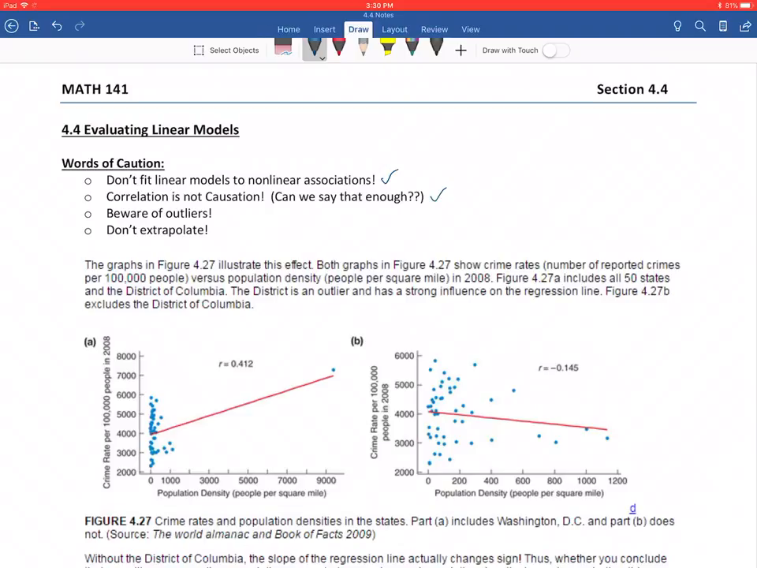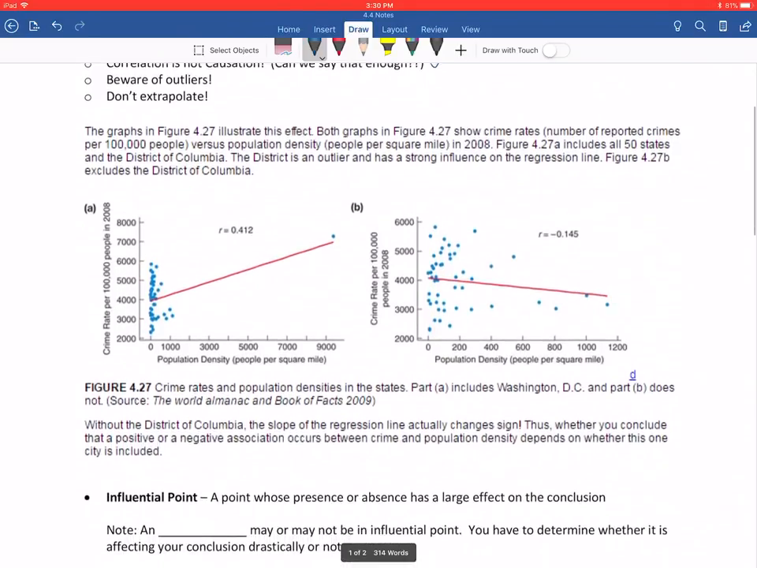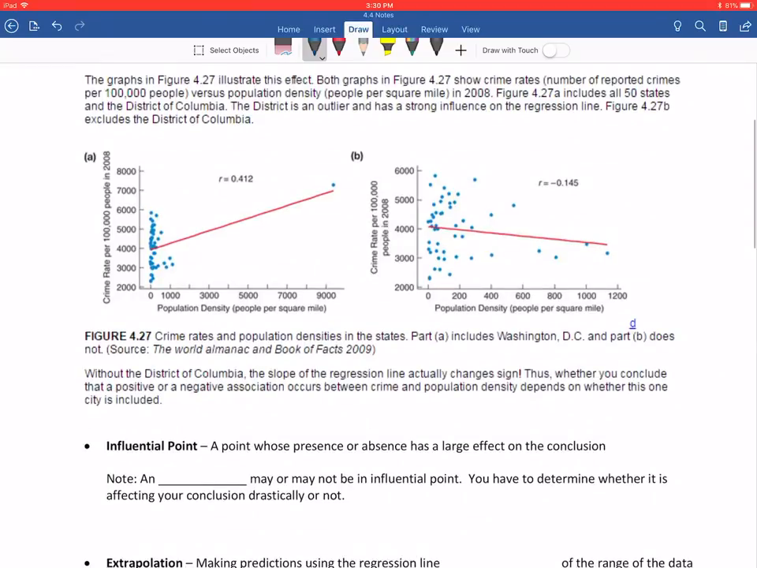Yes, we know that. We have to be sure that we don't accidentally say something causes something else just because they're closely correlated. Okay, these next two we have not talked about yet, so that's what we're discussing in this video. Beware of outliers and the effect that they might have on your regression. And also don't extrapolate. Now, we don't know what extrapolate means yet, but we're going to learn why we shouldn't do it right now.